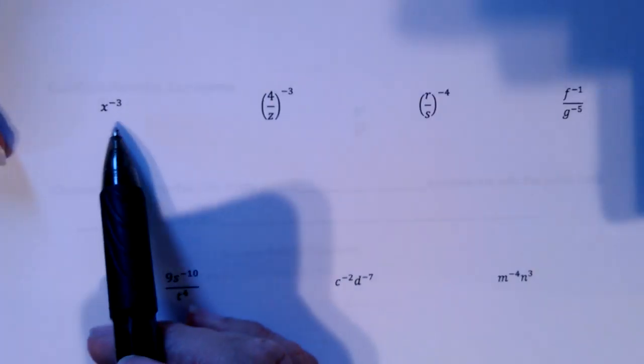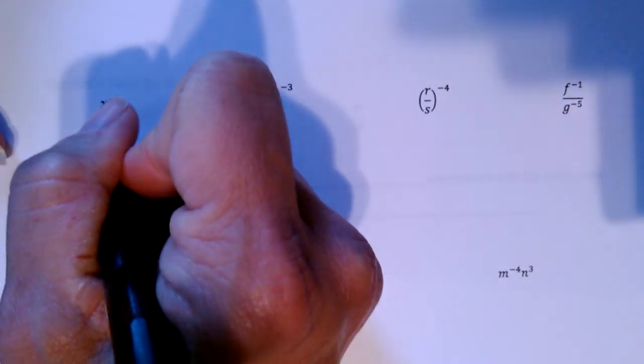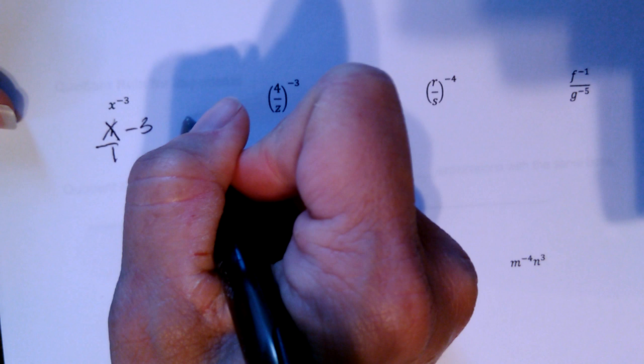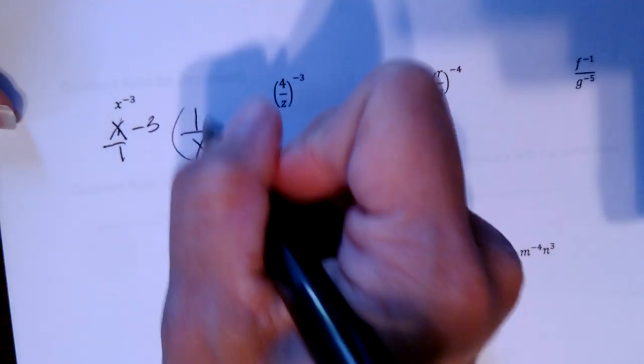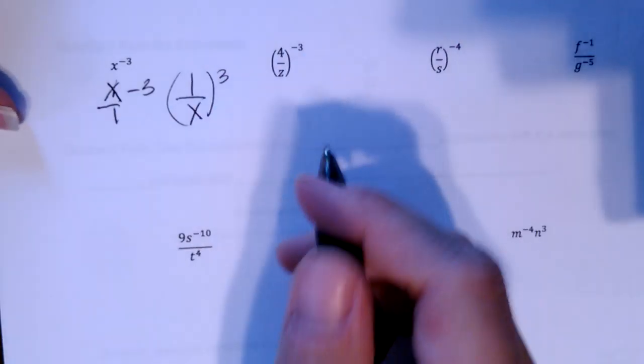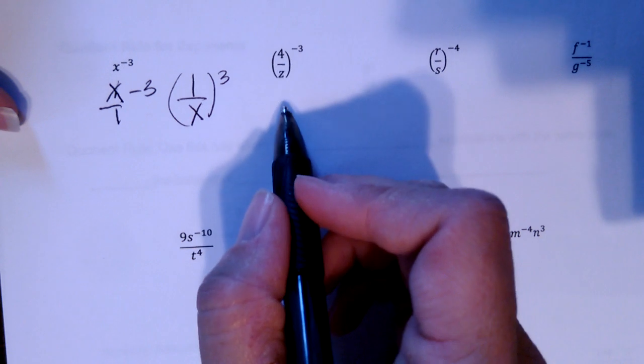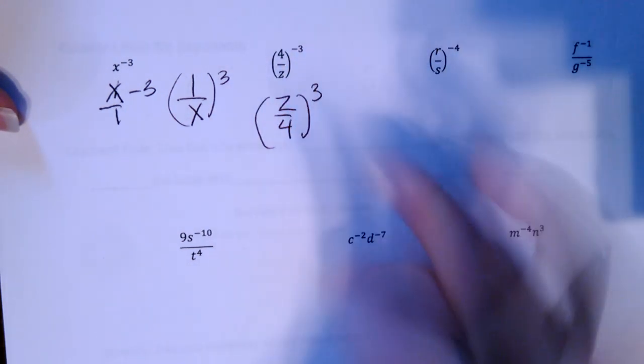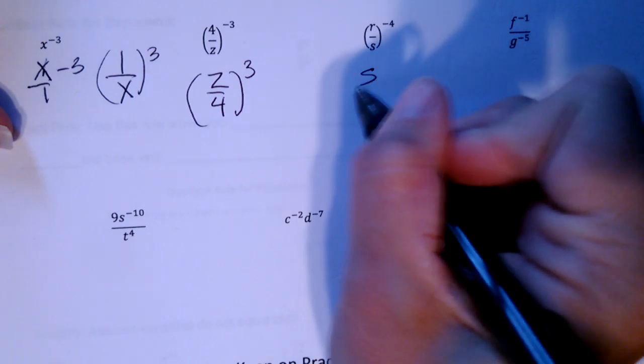So this right now is 1 over x to the negative 3 power, so we're going to make it 1 over x to the third power. And then this one here, as you can see, it's 4 over z, so we're going to make it z over 4 to the third power. And we're going to flip this to s over r to the fourth power.